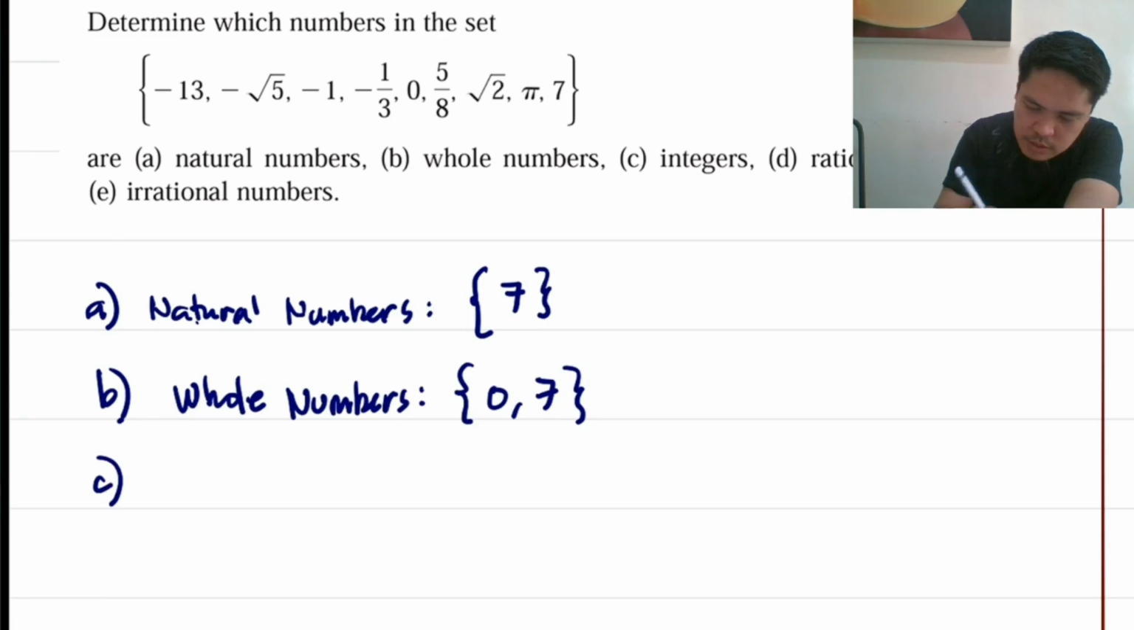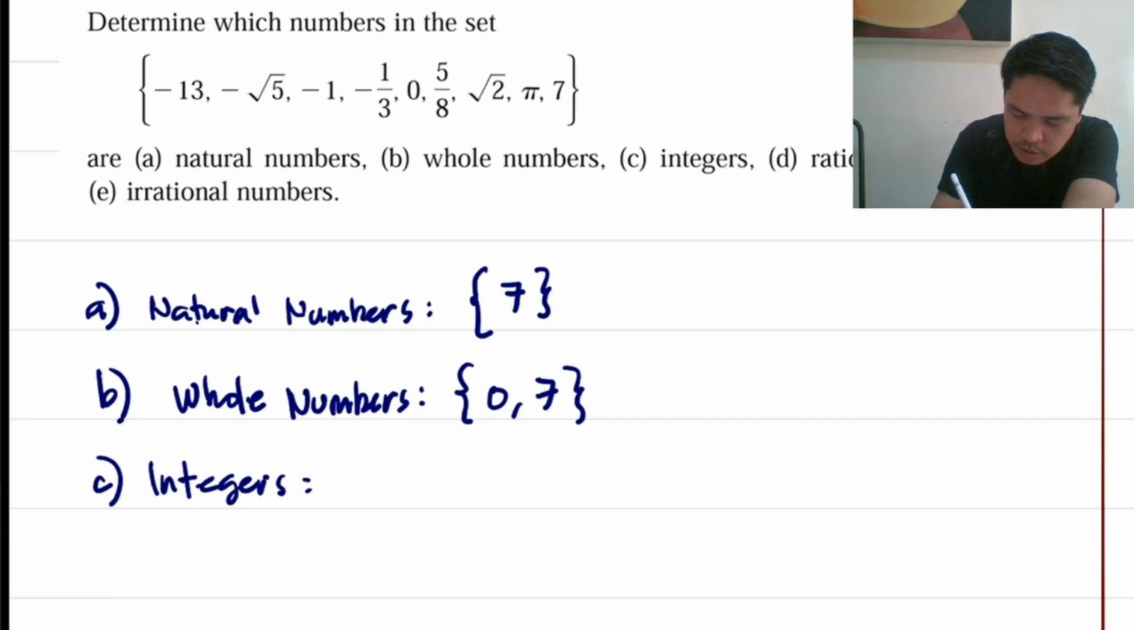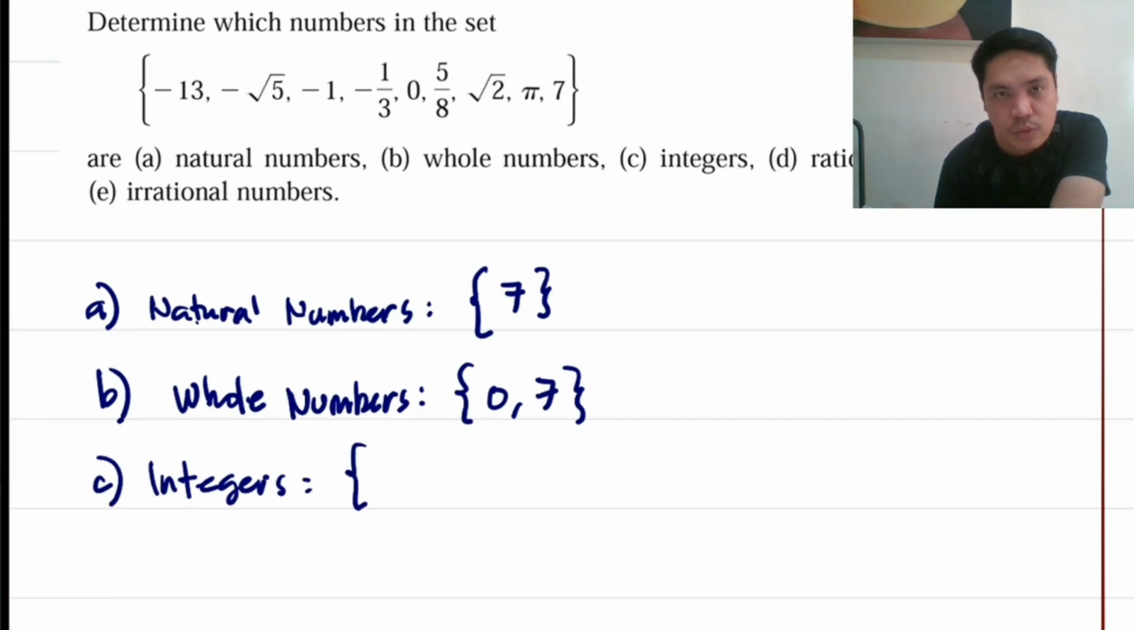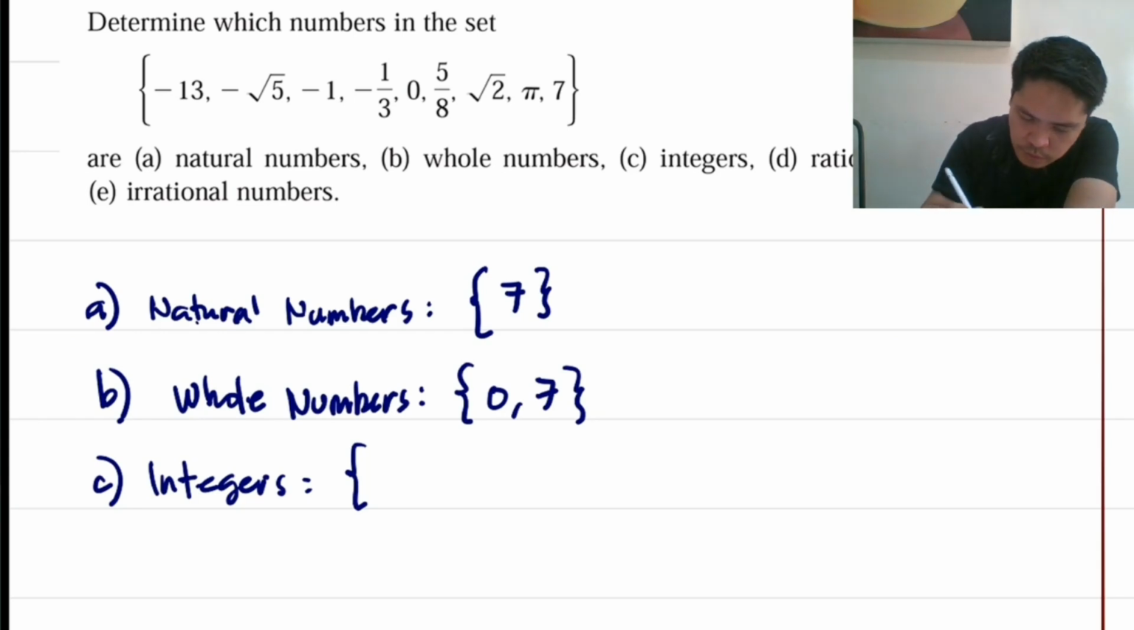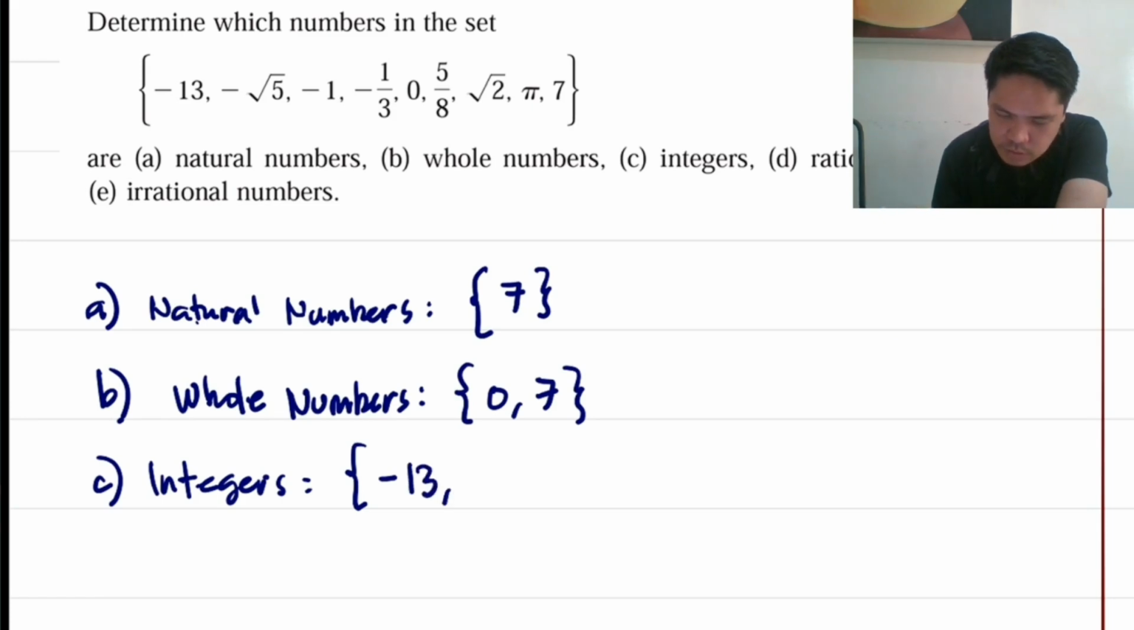Next, let us identify the integers. Integers are whole numbers, their negatives, and 0. So if our order is from lesser values to larger, let's start with negative 13. That's a whole number but negative, so that's still an integer. Negative 1 is an integer, 0 is an integer, and 7 is an integer as well.